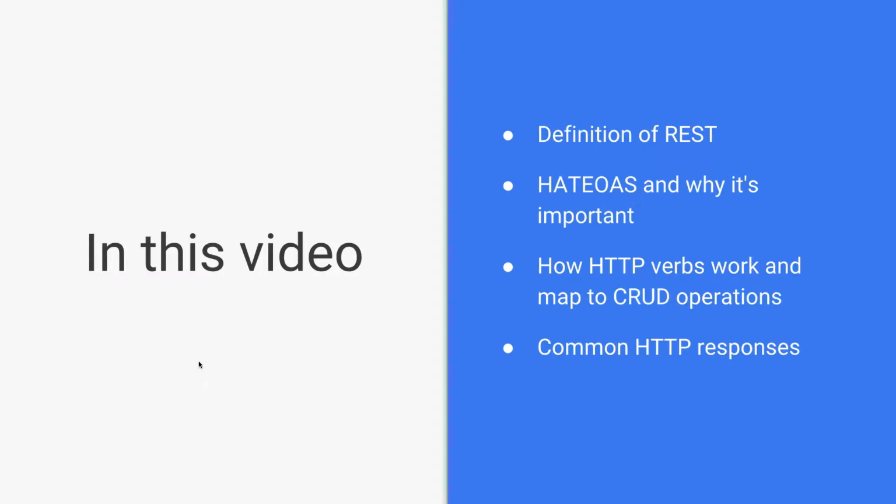In this video, we're going to cover the definition of REST, or representational state transfer, that's used in designing web APIs. We'll talk about HATEOAS and why it's important, and that's another initialism there, for HTTP as the engine of application state. We'll talk about how HTTP verbs work and how they map to create, read, update, and delete operations. And we'll discuss some common HTTP responses.